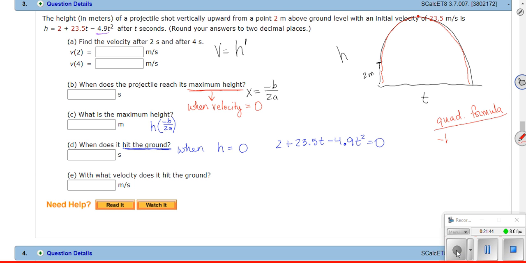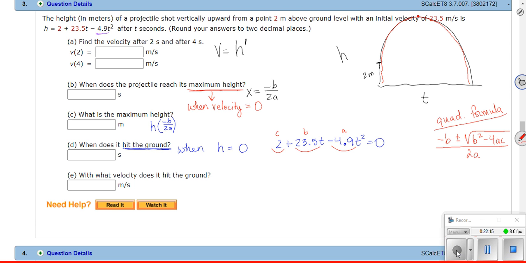The quadratic formula is negative b plus or minus the square root of b squared minus 4ac, all over 2a. Hope that rings a bell. You're going to have to use the quadratic formula. And again, this is your a, this is your b, this, of course, is your c. The a includes the negative, by the way, don't forget.